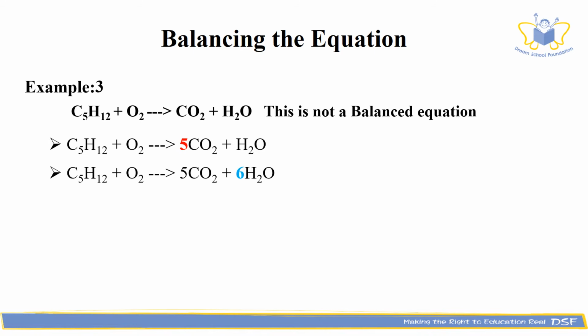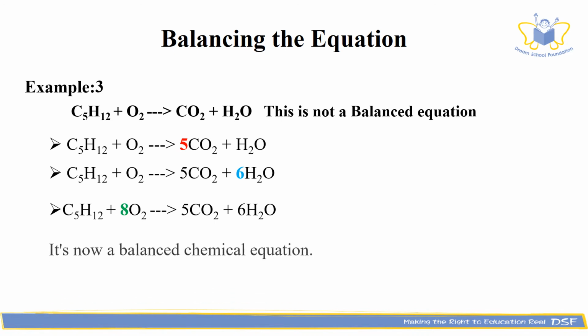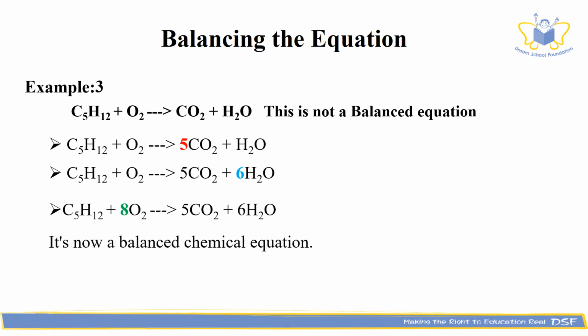finally, there are only 2 oxygens on the left hand side but 16 of them on the right hand side. So when we put 8 in front of oxygen on the left hand side, we get balanced equation as C5H12 plus 8O2 gives 5 carbon dioxide plus 6H2O. Now it's a balanced chemical equation. The reactant side and the product side are balanced.